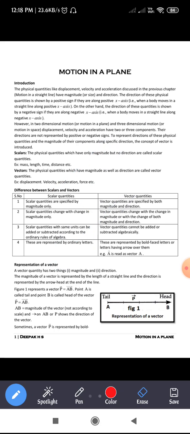Do one thing, just go through this first page completely. In case you have any doubts you can ask. Just read for a few minutes the difference between scalars and vectors. Go through the introduction once, the difference between scalar and vectors and the representation of a vector. Go through for a while.